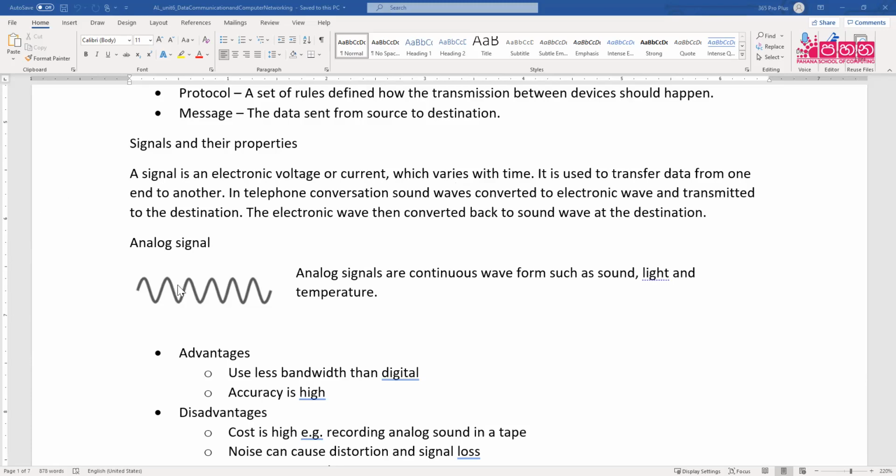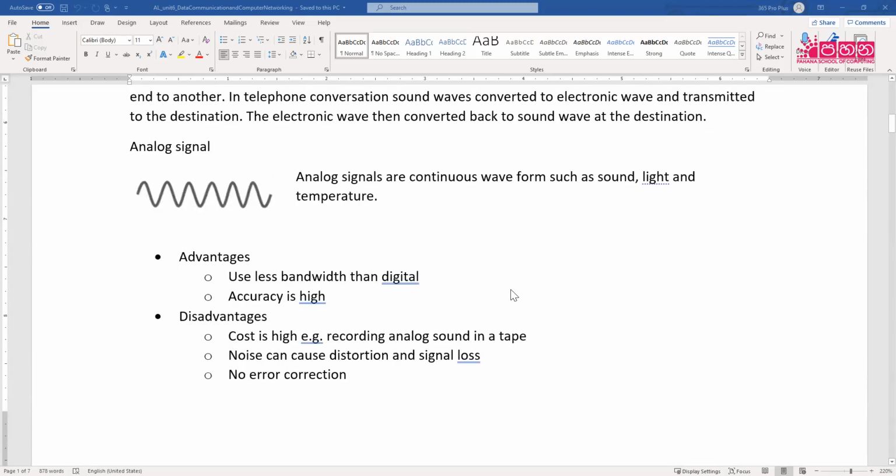For example, if you take an analog signal, it will be continuously varying like this. If you assume that on the x-axis you have the time, and on the y-axis you have the value, you will see that this goes on like this. So you can say analog signals are continuous waveforms. Temperature, light, sound, all these things are considered analog signals.